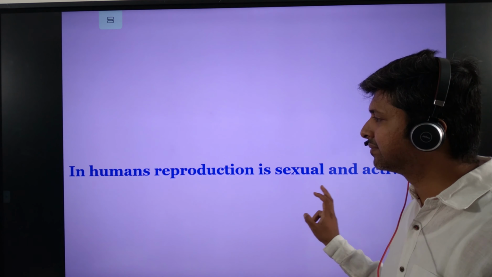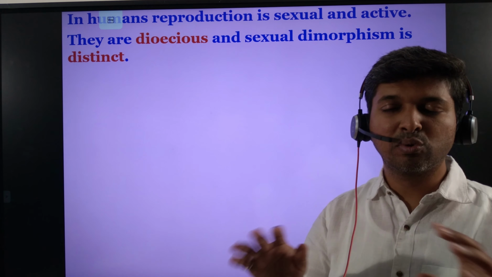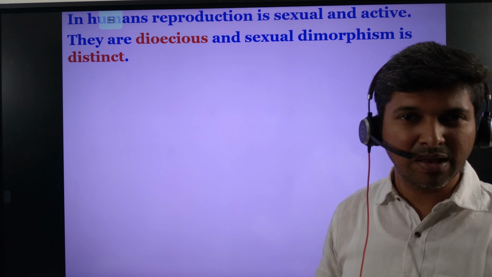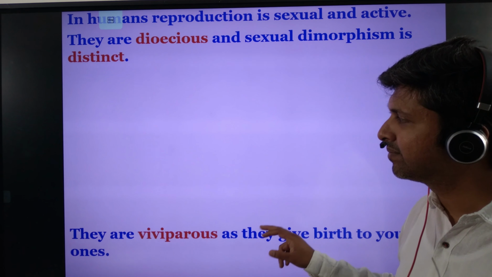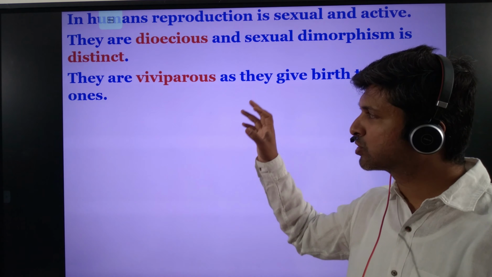So in humans the reproduction is sexual and it's active. It's dioecious, that means two individuals are involved. एक individual से काम नहीं चलेगा, ठीक है, एक ही parent रिप्रोडक्शन नहीं कर सकता, दोनों पेरेंट्स की जरूरत है. डायोशियस है एंड सेक्सुअल डायमॉर्फिज्म है. सेक्सुअल डायमॉर्फिज्म मतलब मेल और फीमेल डिस्टिंक्ट है. दूर से देख के आप बता सकते हैं कि मेल कौन है, फीमेल कौन है. So it is distinct.